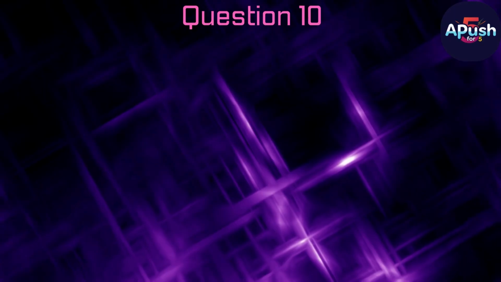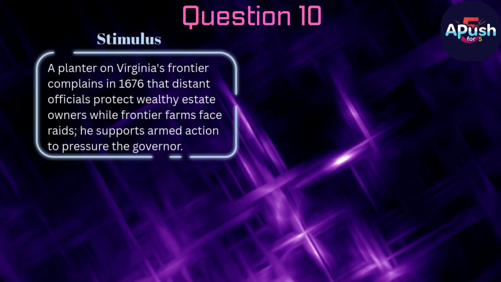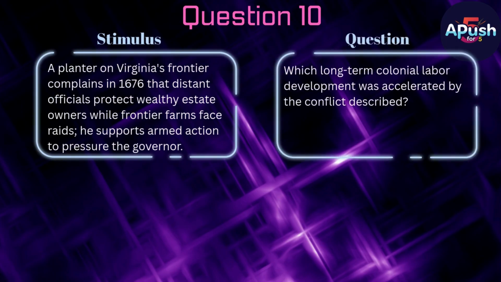Question 10. Stimulus. A planter on Virginia's frontier complains in 1676 that distant officials protect wealthy estate owners while frontier farms face raids. He supports armed action to pressure the governor. Question. Which long-term colonial labor development was accelerated by the conflict described?